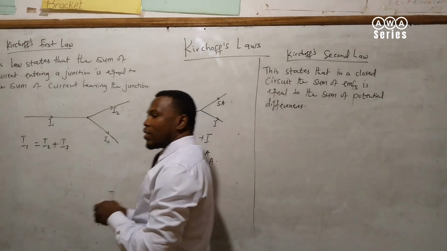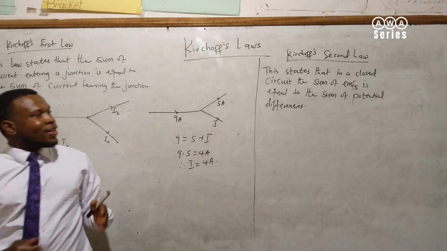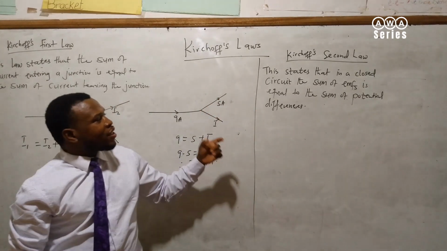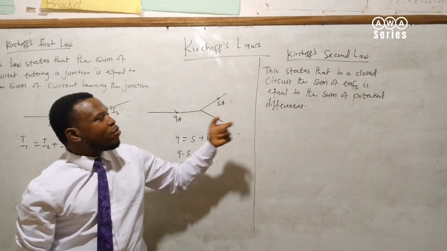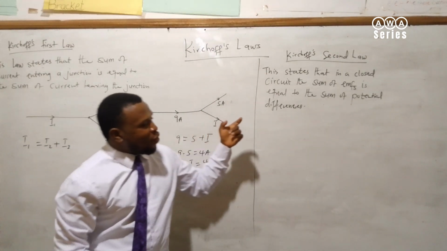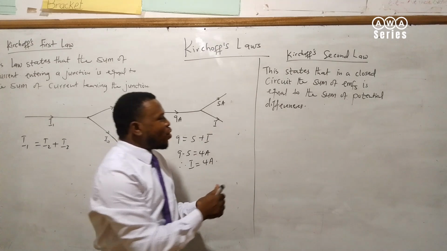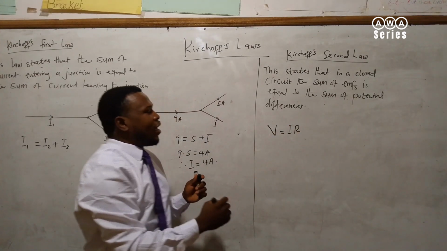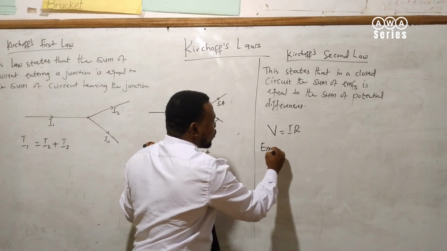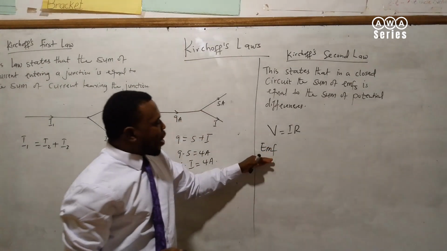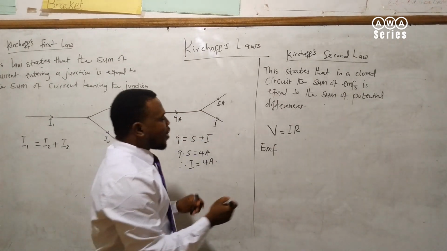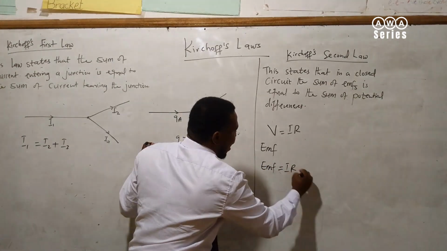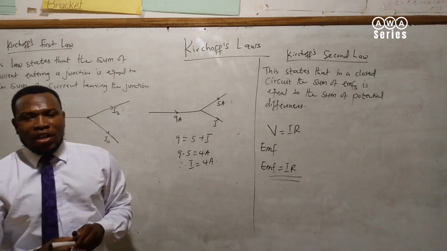Very simple. This is what Kirchhoff's second law says, that if you have a closed circuit, the sum of the EMFs is equal to the sum of potential differences. Now, from Ohm's first law, potential difference V is equal to IR. And EMF, we have EMF to be given as this. So if the EMFs is equal to the potential difference, then it means that EMF must also be equal to IR. This is basically what the law says.